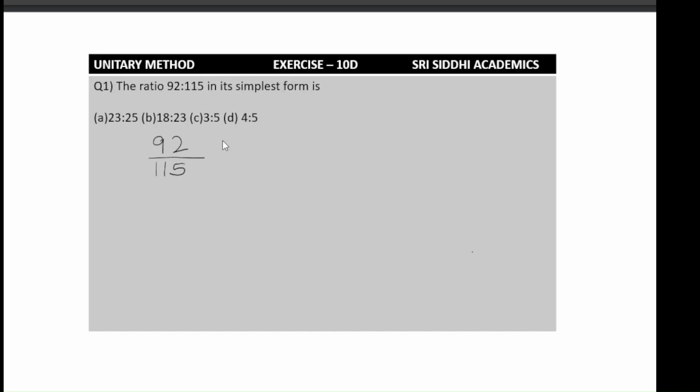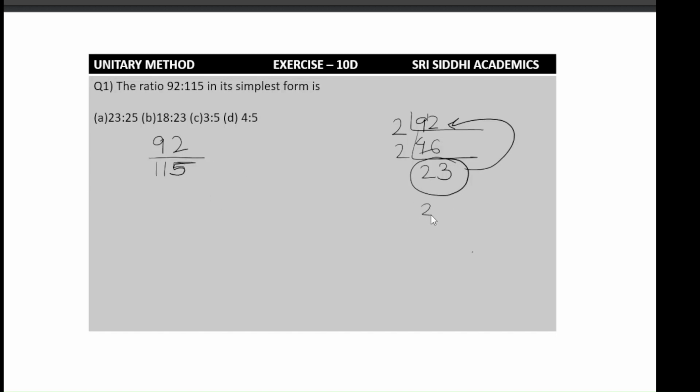Suppose you find it easy to prime factorize 92. 2 4s are 8, 9 minus 8 is 1, so it will become 12. 2 6s are 12. Then again 2 2s are 4, 2 3s are 6. See, 23 is a prime number which is a factor of 92. You need to check if 23 is also a factor of 115. If that is a factor, then that is the only common factor between 92 and 115. Otherwise, any other number does not look like a common factor.